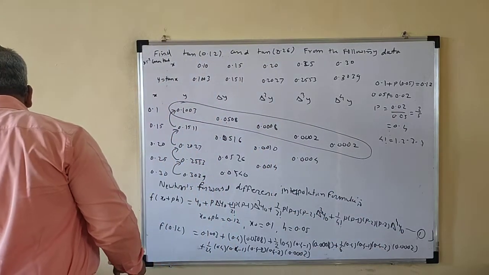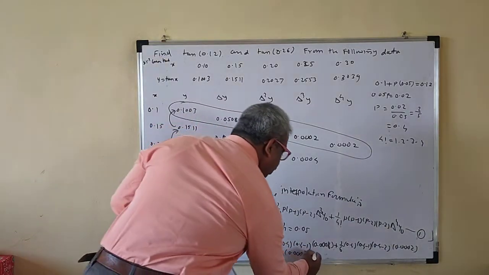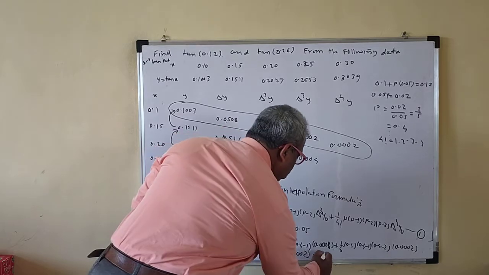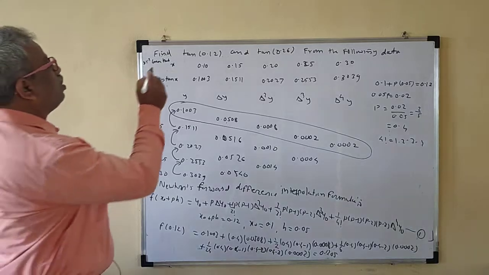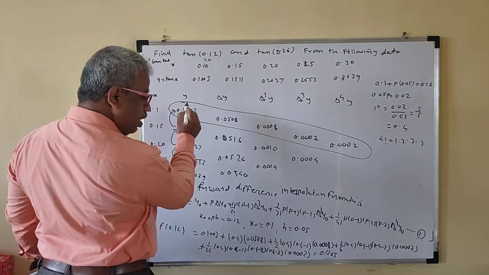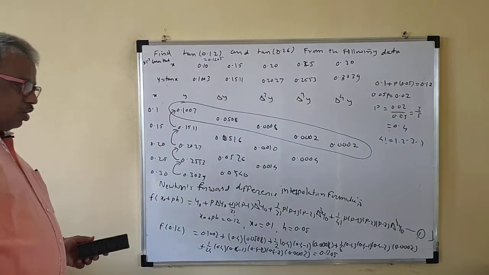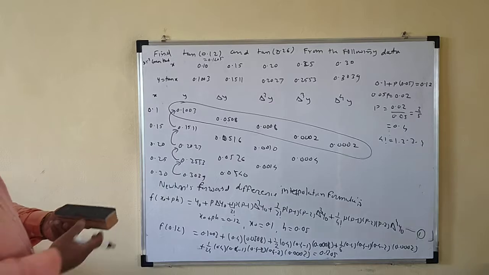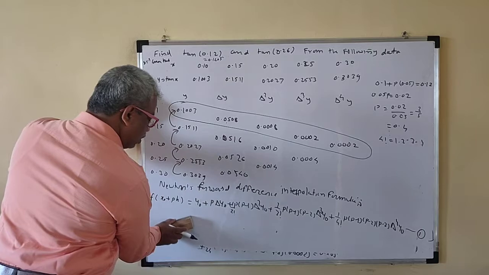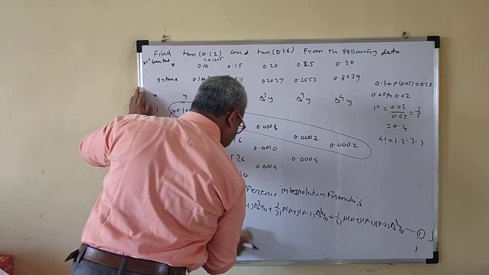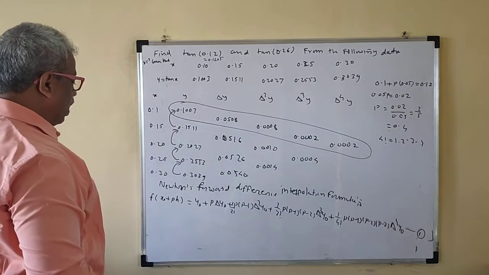So you will get the value of this one as 0.1205. So this value is 0.1205. Okay, now you want to find the value of this one. So for that we will apply the backward difference formula.